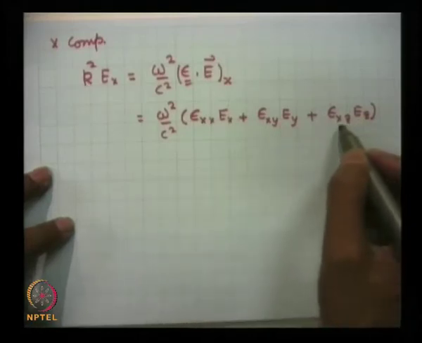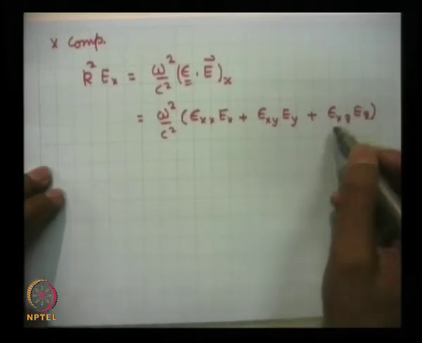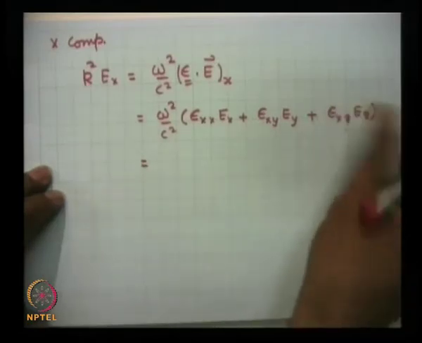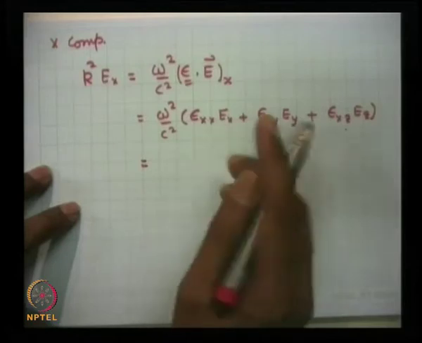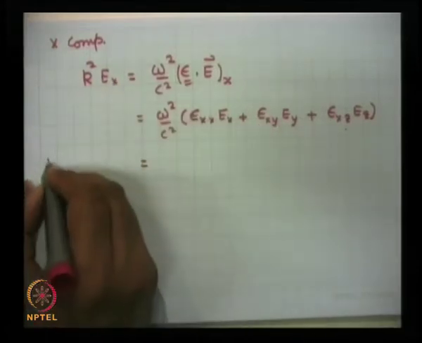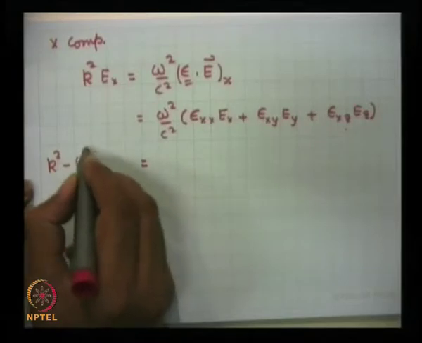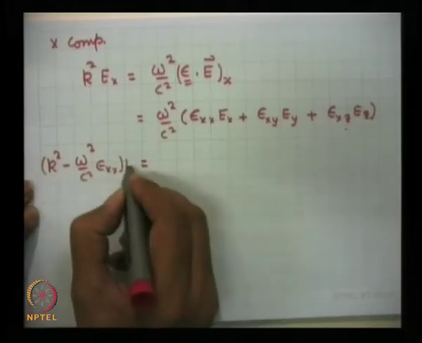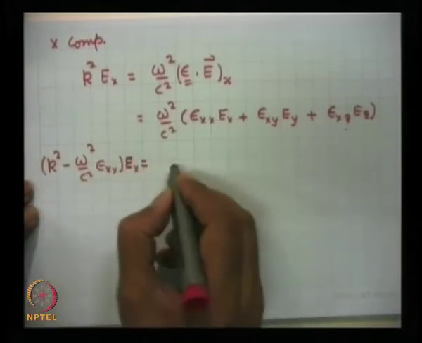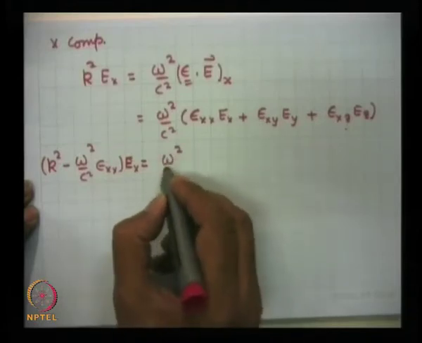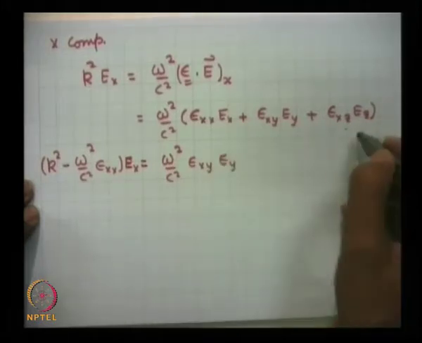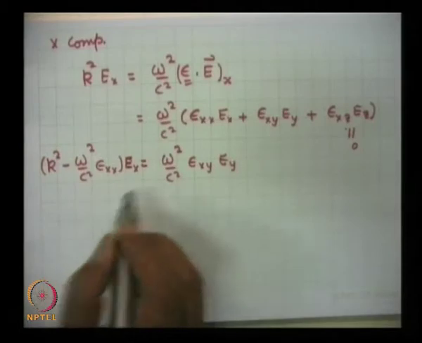But as we have seen, epsilon xz is 0 in a plasma where the magnetic field is in the z direction. So, this gives me, remove this term, and you can take this term on the left hand side. So, this equation becomes k square minus omega square by c square epsilon xx into Ex is equal to the remaining term, omega square by c square epsilon xy Ey, because epsilon xz is 0.